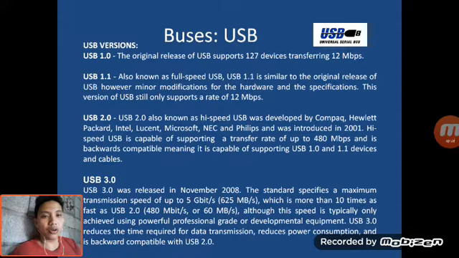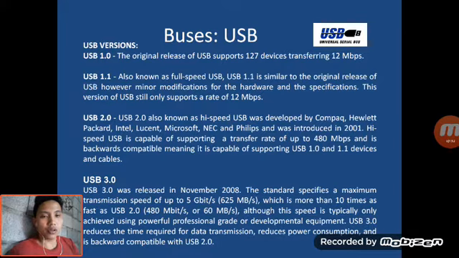USB 2.0, also known as high-speed USB, was developed by Compaq, Hewlett-Packard, Intel, Lucent, Microsoft, NEC, and Philips, and was introduced in 2001. High-speed USB is capable of supporting a transfer rate of up to 480 Mbps and is backwards compatible, meaning it is capable of supporting USB 1.0 and 1.1 devices and cables.